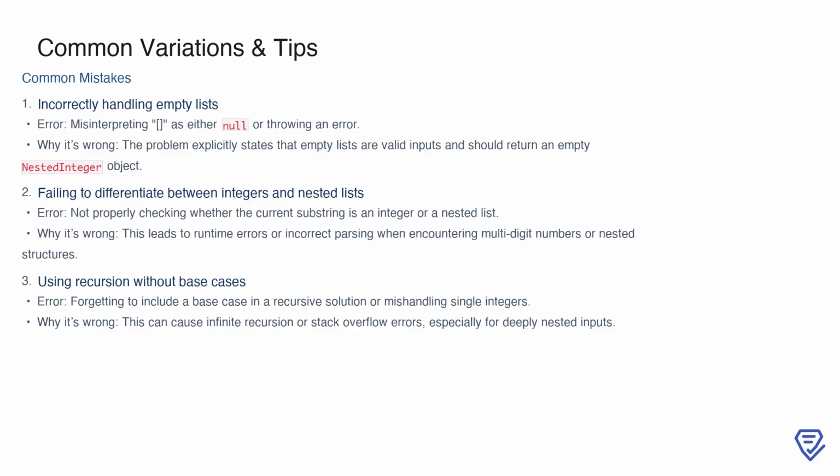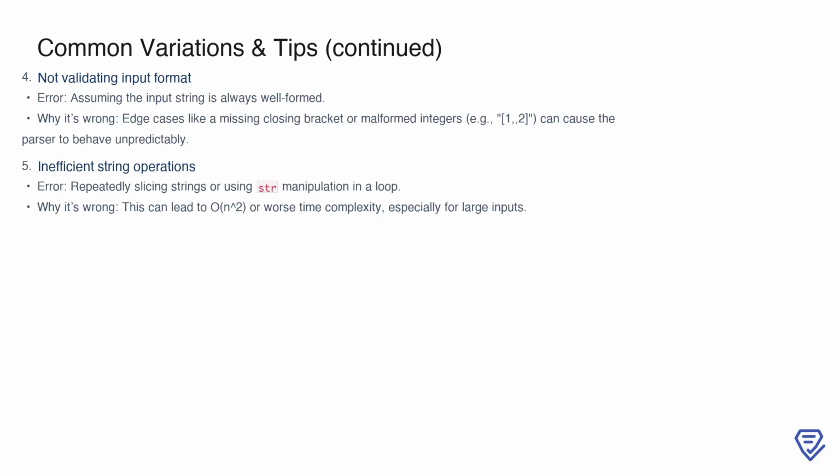Another error is failing to differentiate between integers and nested lists. For example, not verifying whether a substring represents a standalone integer or a nested structure can lead to runtime errors. This is especially problematic when parsing multi-digit numbers or deeply nested lists. Lastly, if you're using recursion, forgetting to include a proper base case or mishandling single integers can cause infinite recursion or stack overflow errors. This tends to happen with deeply nested inputs, so always ensure your recursion has a clear stopping point.